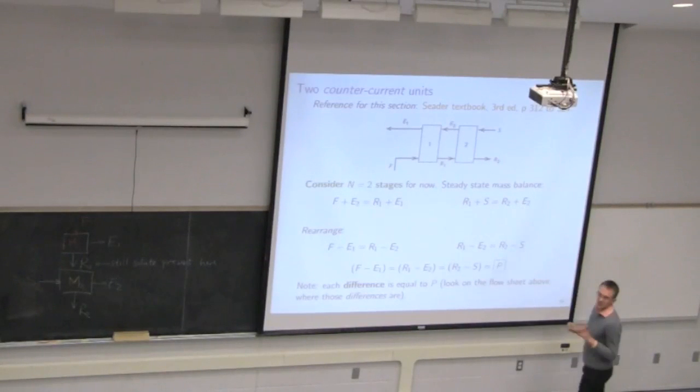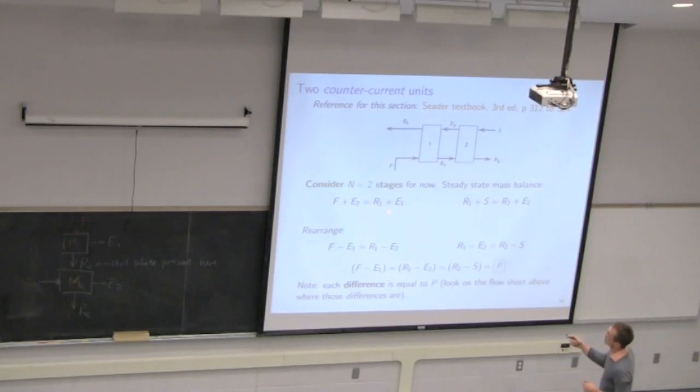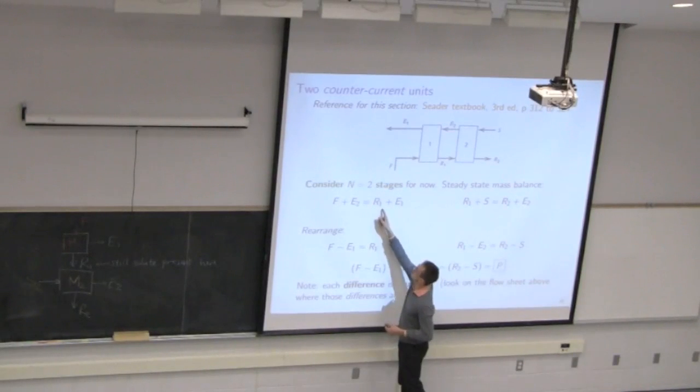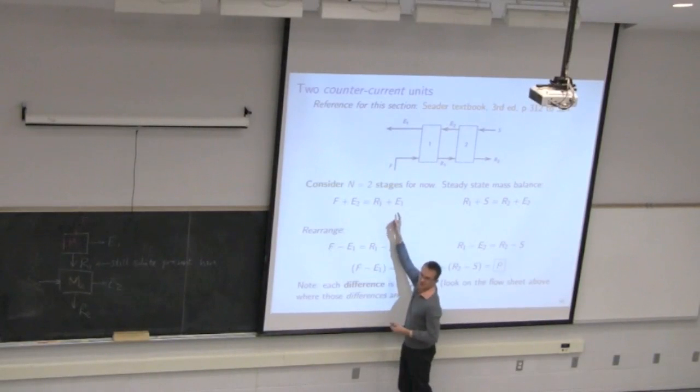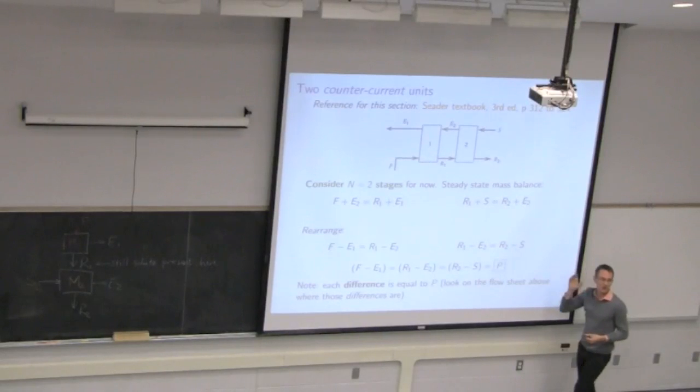Okay, so notice this terminology. We always use this terminology. It's a consistent manner that will help you. The mass flows out on the stage always have the subscript referring to that stage. So stage 1, R1 and E1. Stage 2 flows out are R2 and E2. So this is an important terminology to pick up on, because when you go to 5, 6, 7 stages, it's going to get pretty messy. And that subscript will help you keep it straight. Everything clear so far?